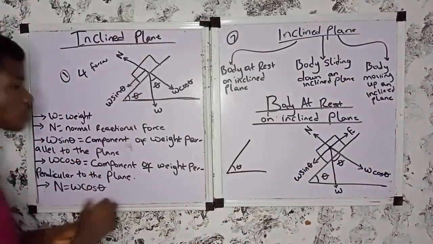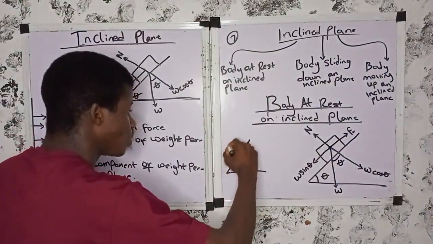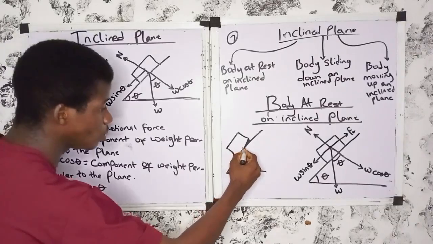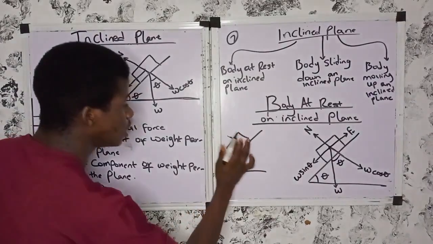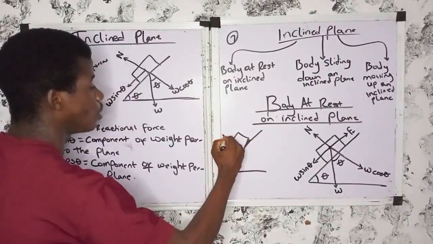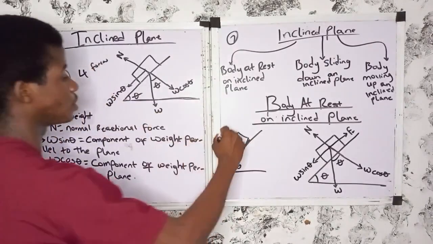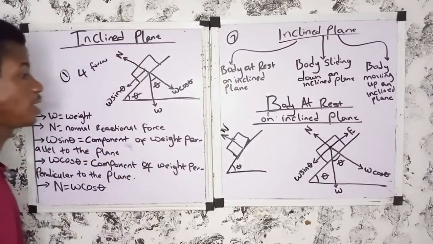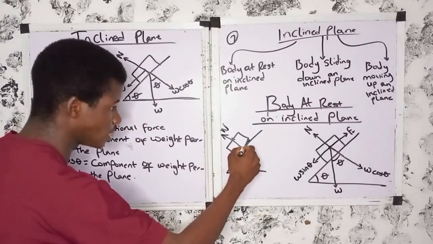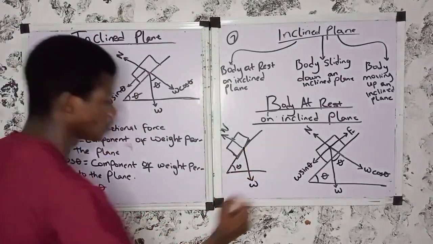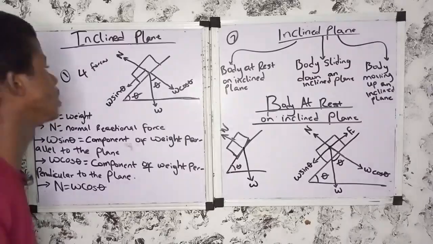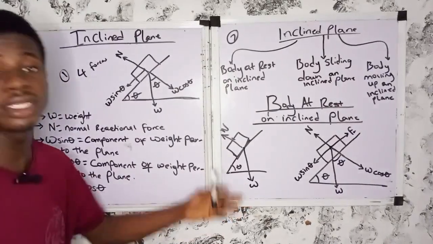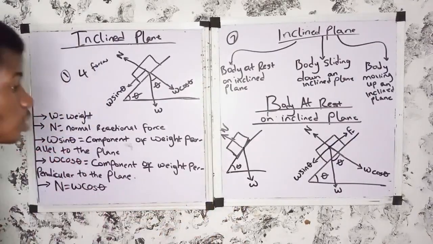So when an object rests on an inclined plane, the plane usually exerts an upward force. That upward force is known as the normal reactional force. Meanwhile, the object itself exerts a downward force, which is known as the weight. So, resolving the weight into two components, we have what?